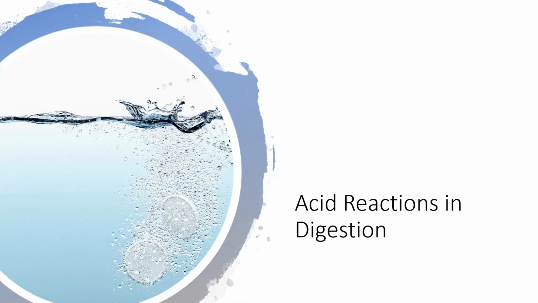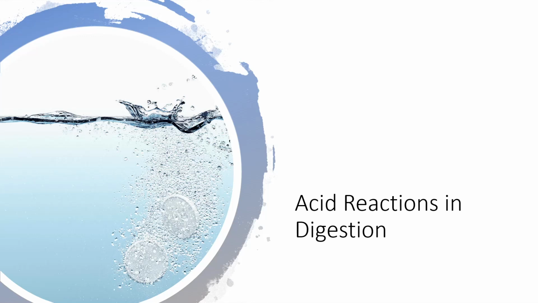So, jumping straight into it, today we're going to be talking about acid reactions in digestion. Just to do a little recap before we get started: What is an acid? What is a base? What is pH? And also what is the reaction between an acid and a base? An acid is anything that produces H plus or hydrogen ions in solution, and a base is anything that releases OH minus or hydroxide ions in solution.